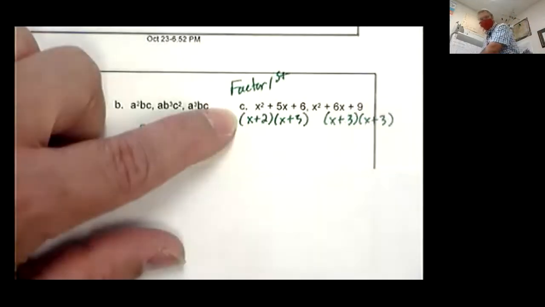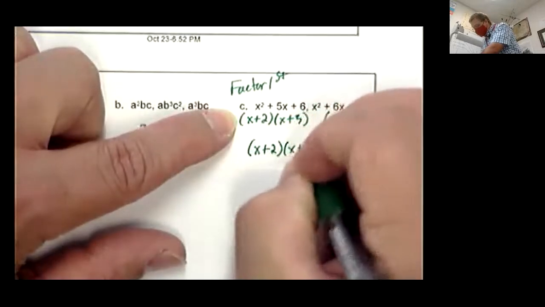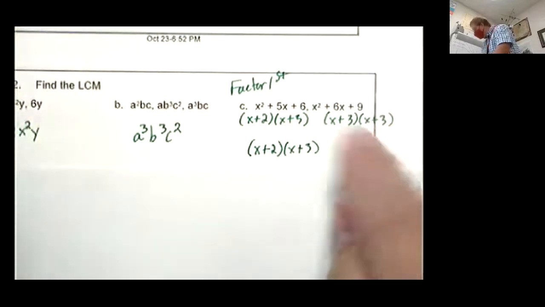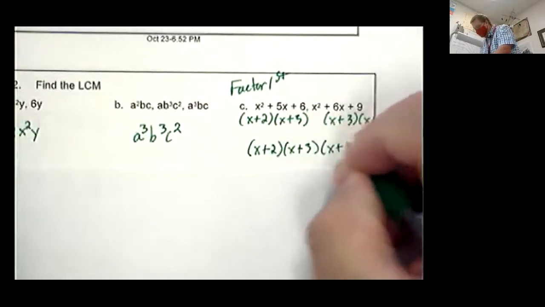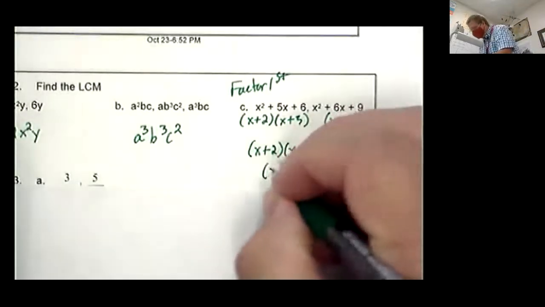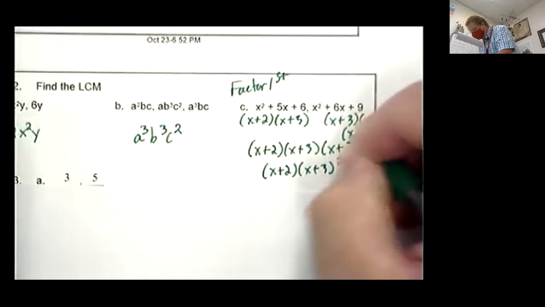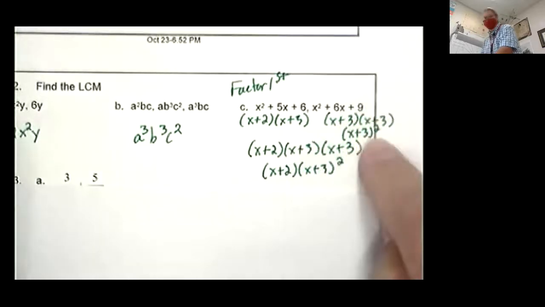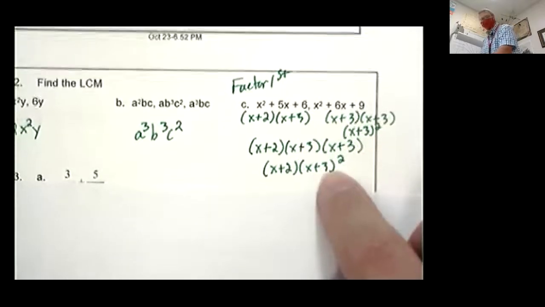Well, on this side, there's an x plus 2 and an x plus 3. On this side, there's 2 x plus 3s. So we need 2 x plus 3s. So there is our least common multiple, x plus 2 times x plus 3 times x plus 3. You could also write that as x plus 2 times x plus 3 squared. Remember our rule, this is x plus 3 squared. We need the most number of times it appears because there's 2 x plus 3 squareds here. We need 2 of them in our least common multiple.